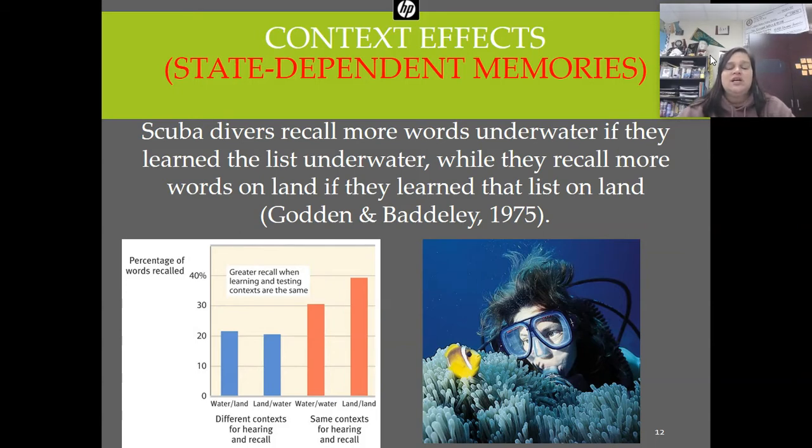In this study, the scuba divers learned the words either under the water or above the water. It was a list of vocabulary words. The ones who learned the words underwater and were also quizzed underwater did better than those who learned the words underwater and then were quizzed up on land. So they did better remembering the information where the memory was formed.